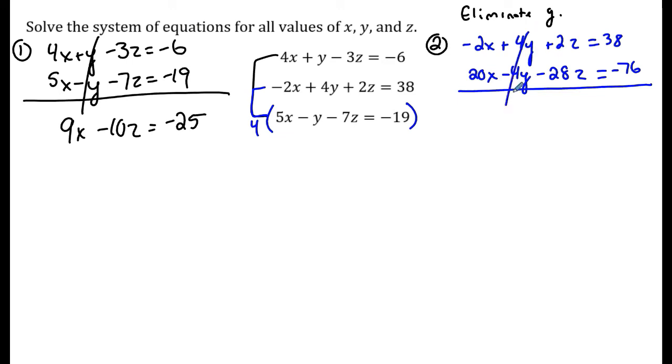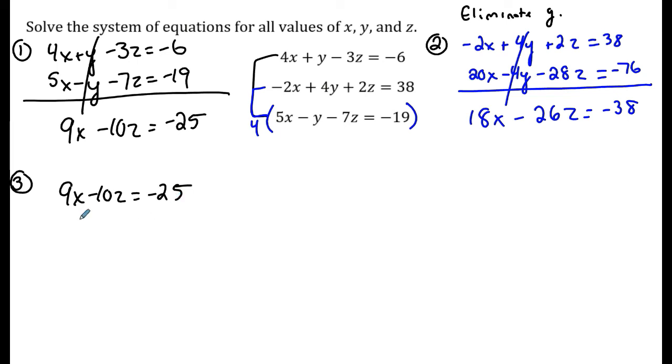So now I can eliminate y, and I get 18x minus 26z equals negative 38. Now I've got an algebra 1 problem to solve. Come down here and solve the algebra 1 problem. 9x minus 10z equals negative 25. And 18x minus 20z equals negative 38.